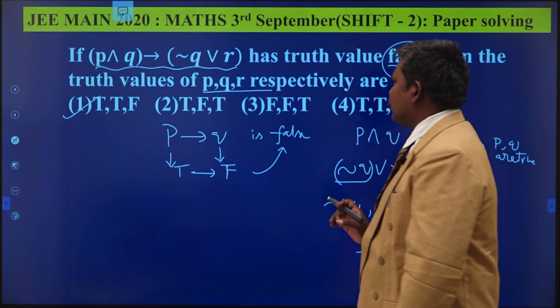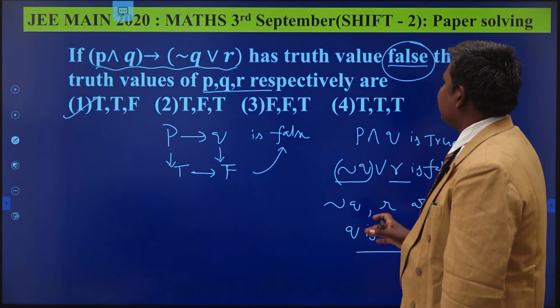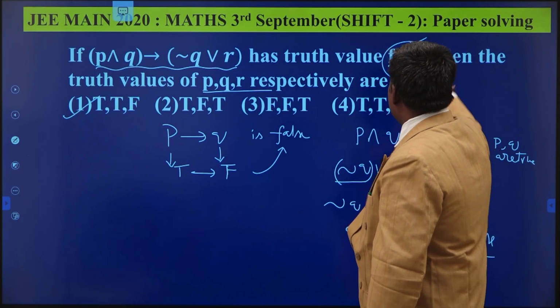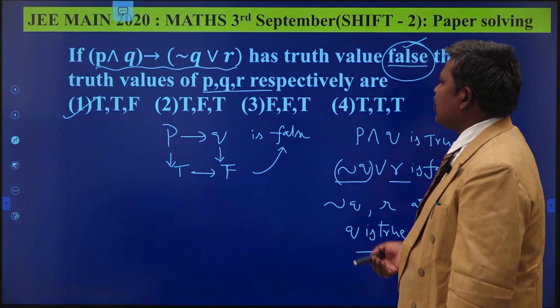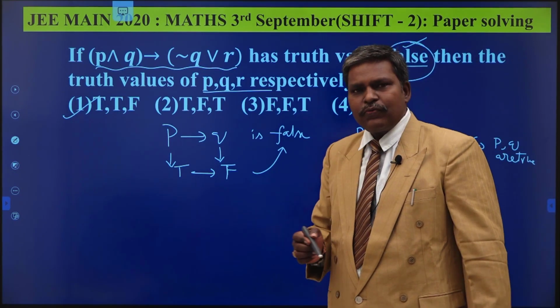So P and Q implies negation of Q or R has truth value false, then the truth values of P, Q, R are true, true, false.